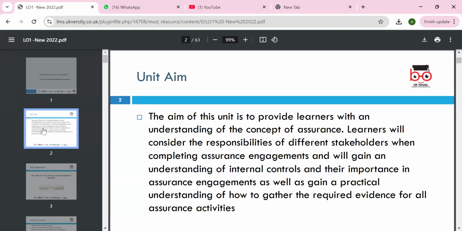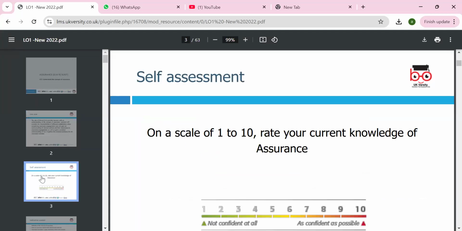The aim of this unit is to provide the learner with an understanding of the concept of assurance, and to understand different stakeholders completing assurance engagements, understand internal control and why it's important in assurance, as well as the practical understanding of how they gather the required evidence. It's always good to reflect on how much we know about assurance, on a scale of 1 to 10. At the end, carry on reflecting. Okay, let's move to the next.